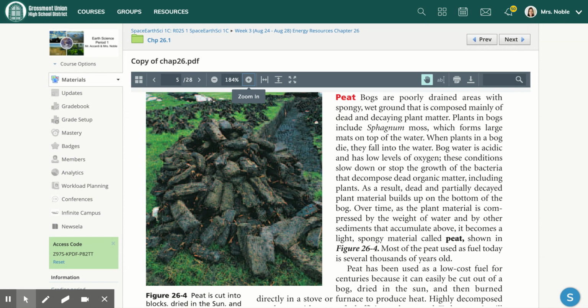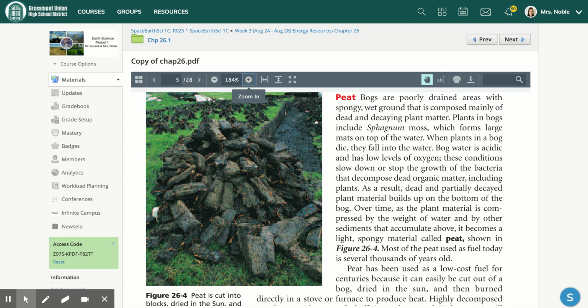Peat. Bogs are poorly drained areas with spongy, wet ground that is composed mainly of dead and decaying plant matter. Plants in bogs include sphagnum moss, which forms large mats on top of the water. When plants in a bog die, they fall into the water. Bog water is acidic and has low levels of oxygen.